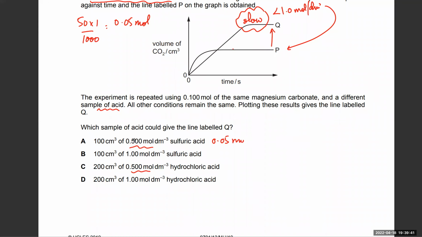So in this, the same amount should be formed. The amount of gas produced would be exactly the same. So C is going to be the answer. Because over here, the moles of acid would come out to be 0.1 moles. I mean, 0.5 into 20.